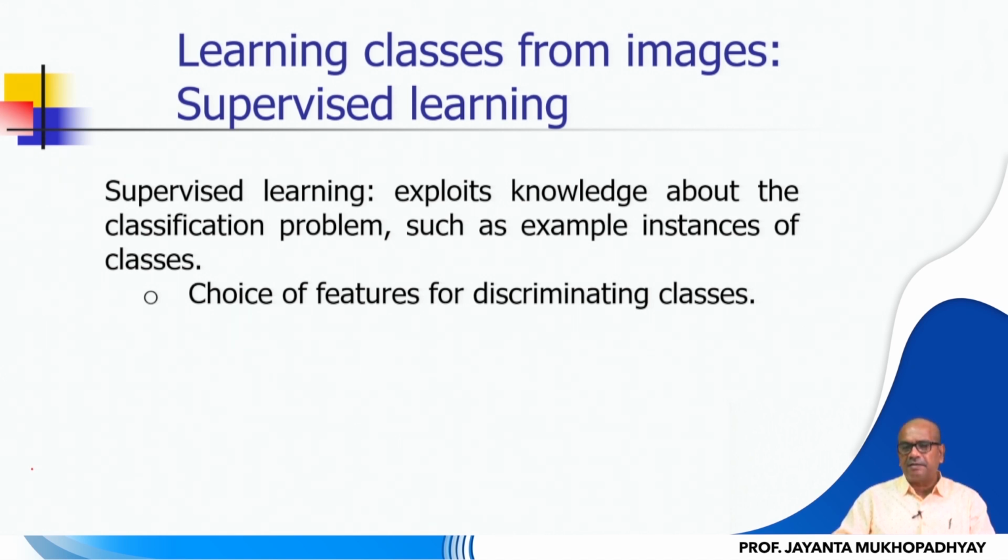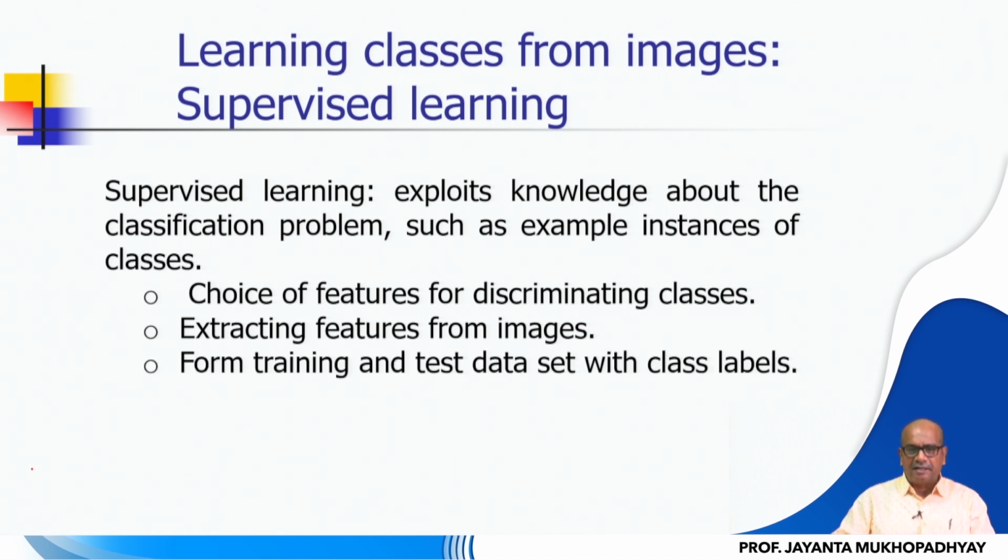There are several things which are important when we go for supervised learning. Even the representation of an object in the form of a feature vector is very important, because the representation should be able to discriminate classes. Extracting features from images is a computational task, and how well you can do that is also important. And then we need training and test data sets with class labels. So we have to form these kinds of data sets to use this kind of learning.